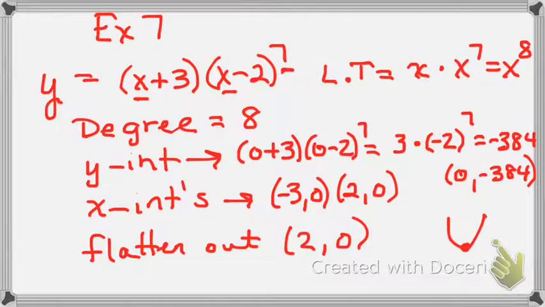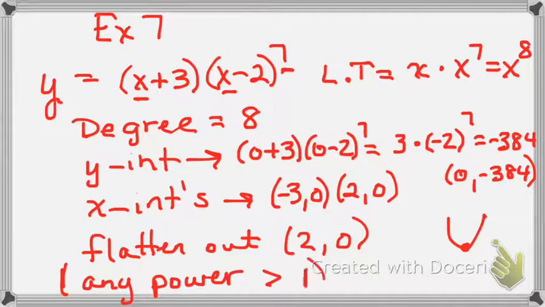But for this one, write in your notes, any power greater than 1 is considered to flatten out. Okay? Flattening out happens, according to the computer program, with any power that's greater than 1. So anytime you have a second power and it bounces, they're still going to consider that to flatten out. Okay, everybody okay with that?